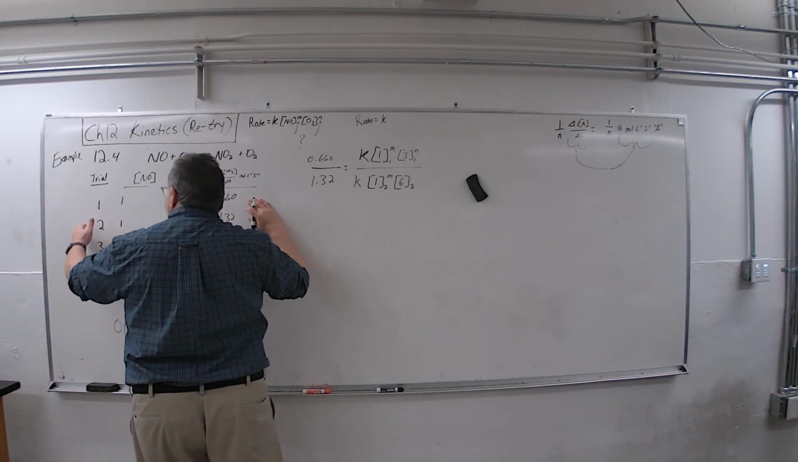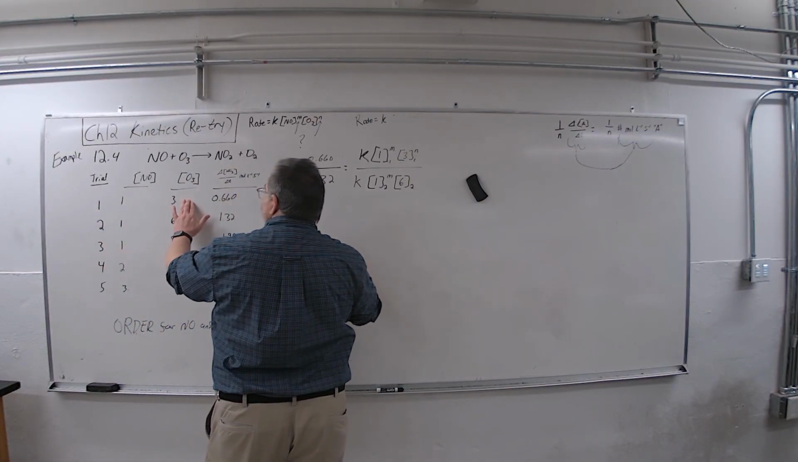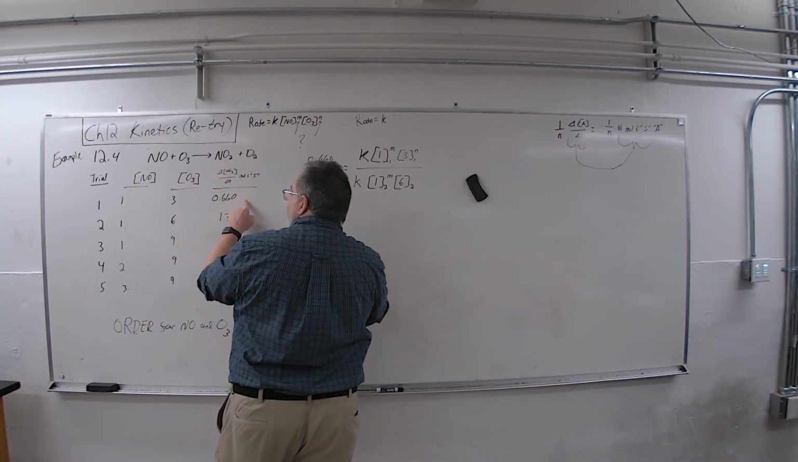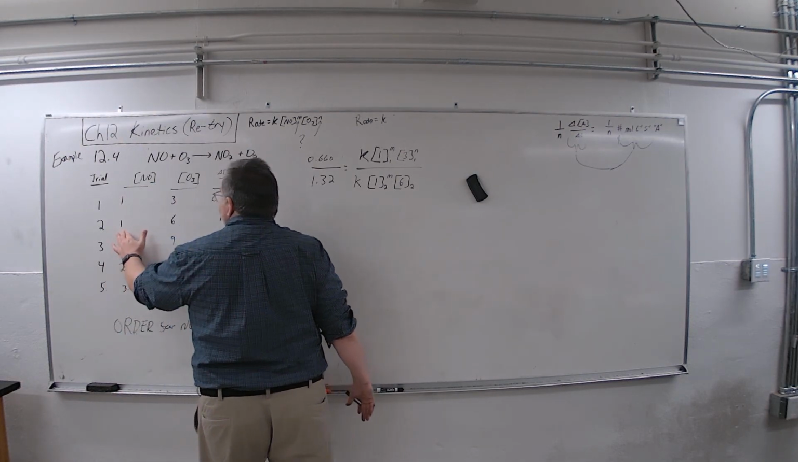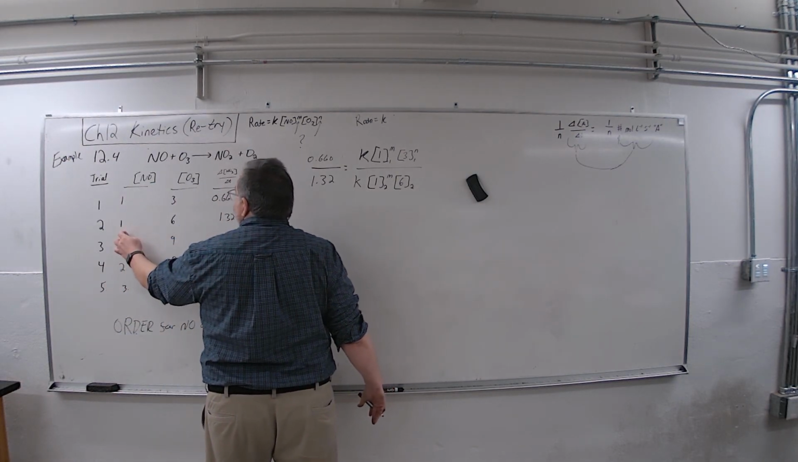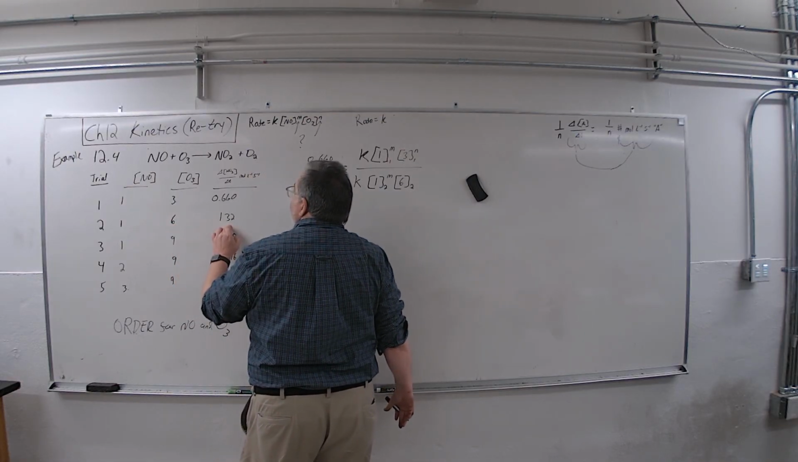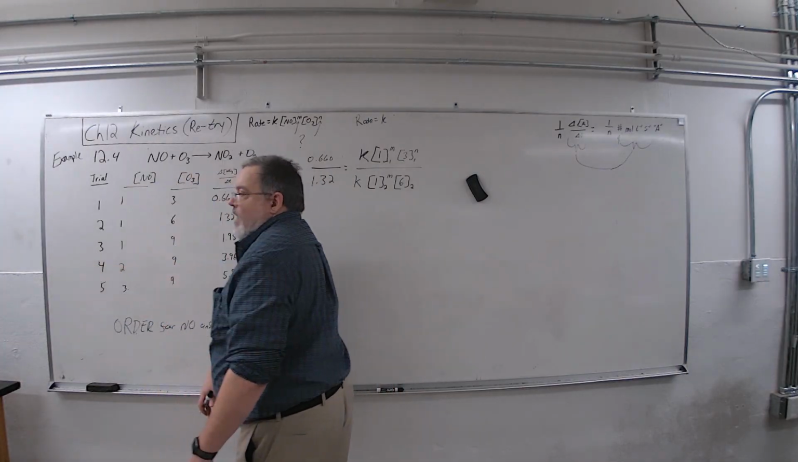So what they did is somebody came in and did a trial. They did this concentration of NO, this concentration of O3, and then they found that NO2 changed at this rate. And then they cleaned up, started over, and did another trial, and they mixed it in these proportions. This concentration of NO, this concentration of O3, and then they found the rate was 1.32 for this. And then they cleaned up and did it again. So this is 5 trials.